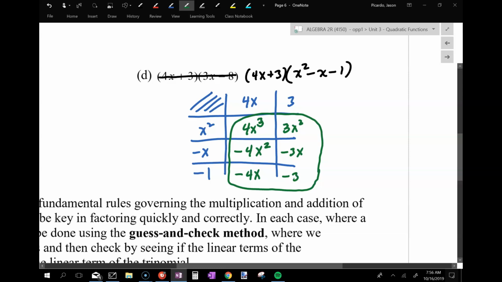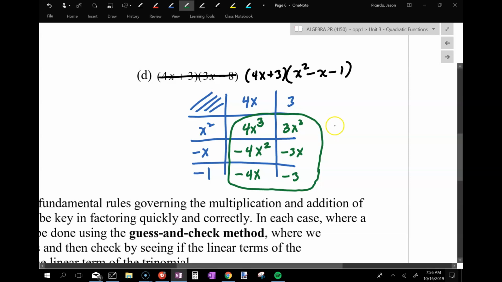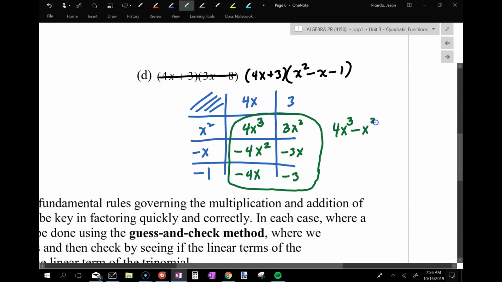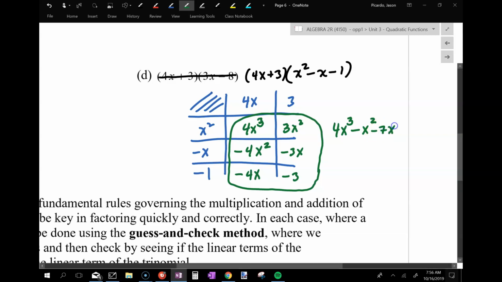So what's the biggest exponent I have in my solution? Cube, right? So I have 4 of those, so I have 4x cubed. And then I got a couple of squares, right? I have a negative 4 and a 3. What's negative 4 plus 3? Negative 1. So I have minus an x squared. And then I have negative 3x and I have negative 4x. Negative 3 and negative 4 is negative 7x minus the 3.